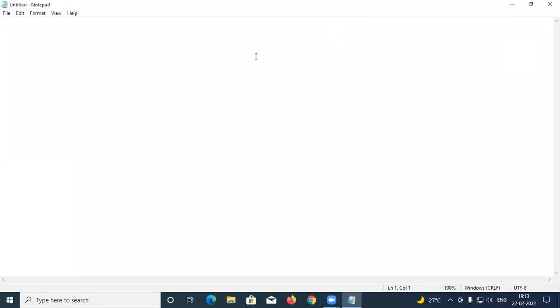Yesterday I gave variables, and next is type conversion. Before going to type conversion, I'll ask some questions. Give me the answer. Suppose boolean true equal to false. Is this statement valid or not valid?